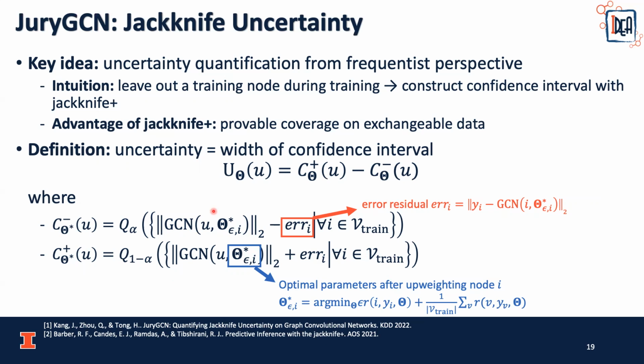Note that in this work, we assume that the graph is exchangeable data, because when we shift the order of the nodes, the joint distribution of the nodes will not change, which is a common assumption in many works for graph neural networks. And with this frequentist perspective, the more confident a model is, the smaller the difference between the upper bound and the lower bound of that confidence interval. Thus, we can naturally use the difference between the upper bound and the lower bound as the uncertainty of that node.